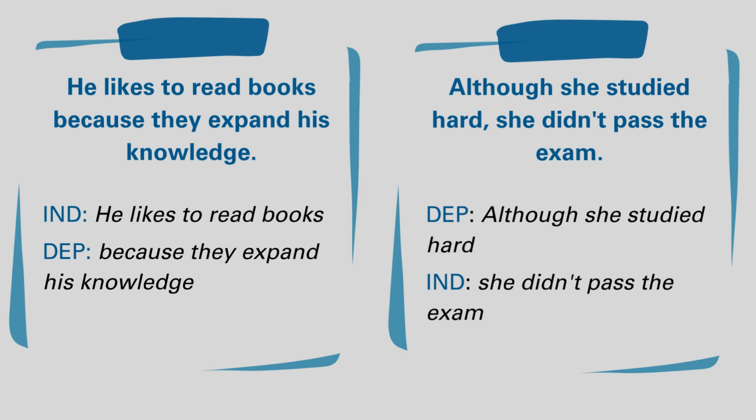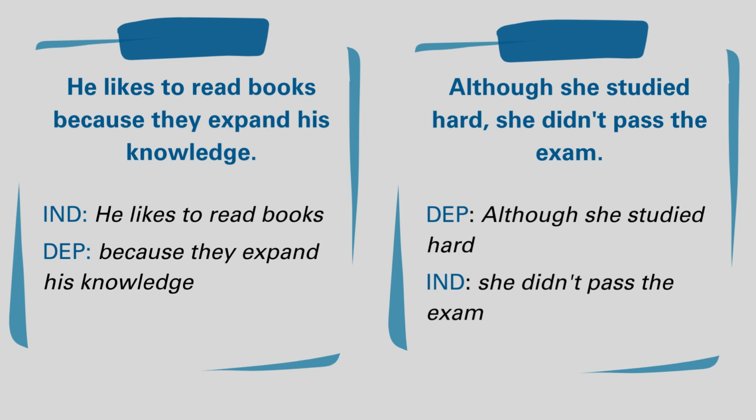Even without the second half of the sentence, because they expand his knowledge, the independent clause can stand on its own. Okay? Now look at the second sentence example. Although she studied hard, she didn't pass the exam. Is the first part an independent or dependent clause? Although she studied hard, does this have a complete thought? Yes or no? It doesn't, because it doesn't make sense.